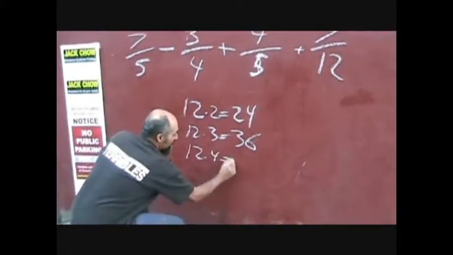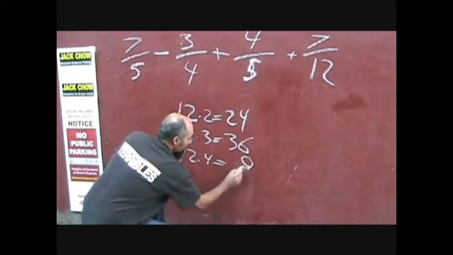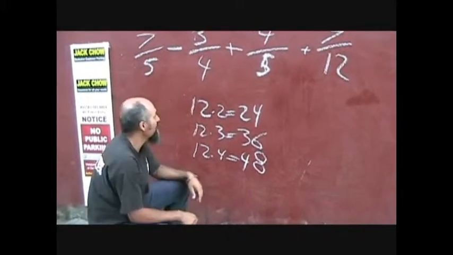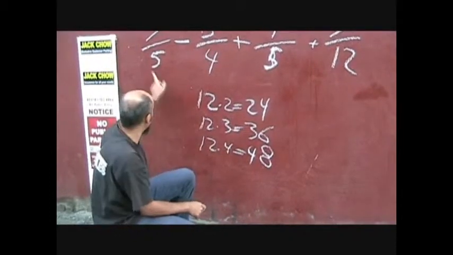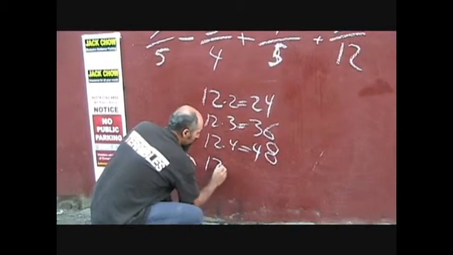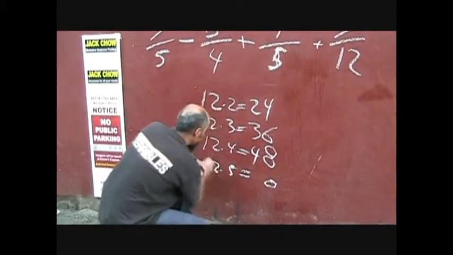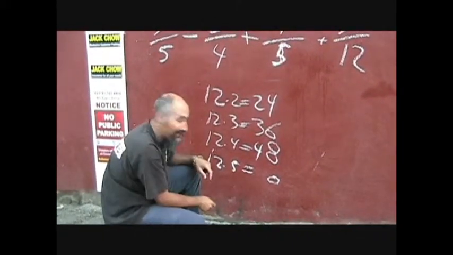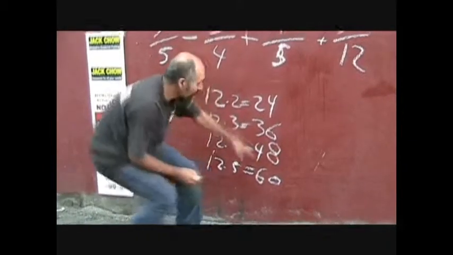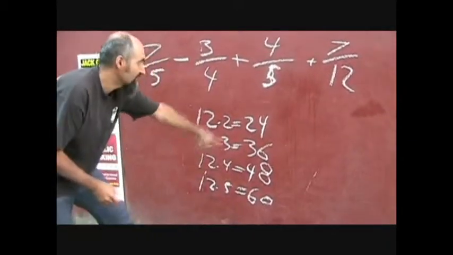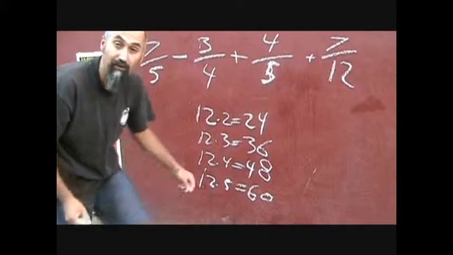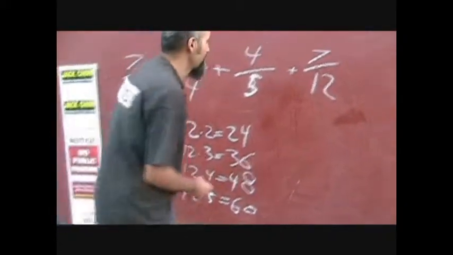12 times 4 is 48. Obviously 4 goes into it, but 5 doesn't. So one more. 12 times 5 is, 5 times 2 is 10. You carry the 1. 5 times 1 is 5 plus 1 is 6. Now 4 goes into 60, 5 goes into 60, and 12 goes into 60. So your common denominator is 60.